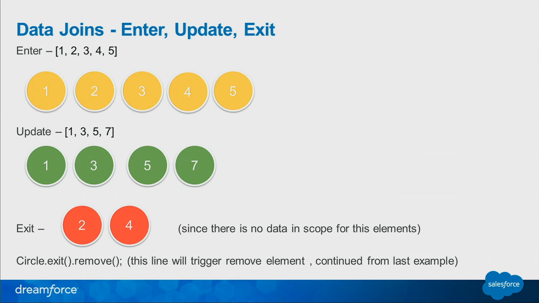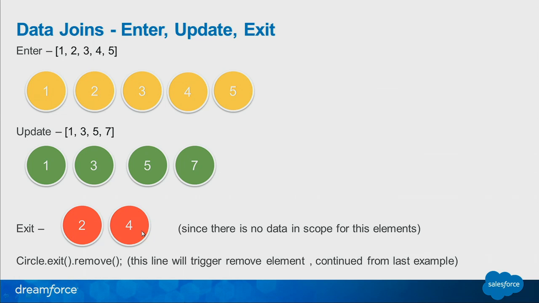So that's what I'm showing on the screen. For this example, the first time we have circles 1 to 5. We are creating circles of 1 to 5. And then I'm trying to update these circles with some values later on. I'm keeping the odd numbers, and I'm adding one more odd number, which is 7. And when we do this update, we don't want the old elements to exist in the UI. So we want to remove them, because they're no longer part of the current scope of the data.